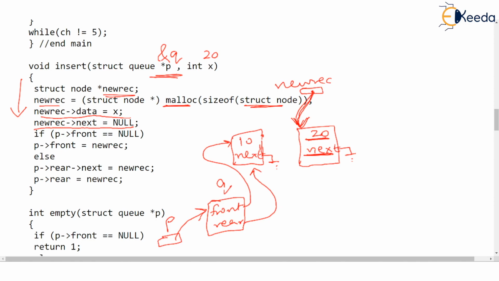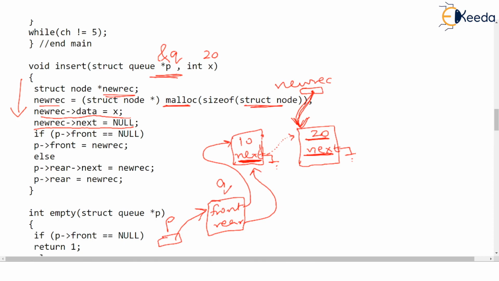What is the change needed now? You tell me. Just pause the video. You want this to be a queue now. I mean, you can't have 10 and 20 standing separate with no connection between them. Yes, you got it. This next pointer of 10 should no more be null, but this next pointer should point to the node which stores 20. Isn't it so?